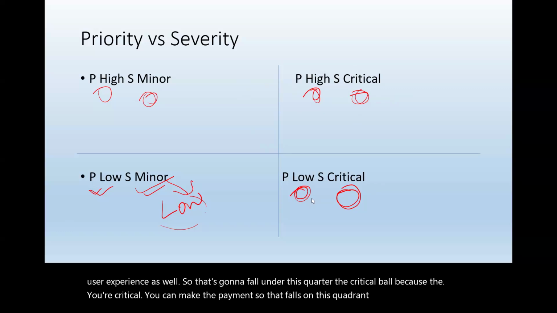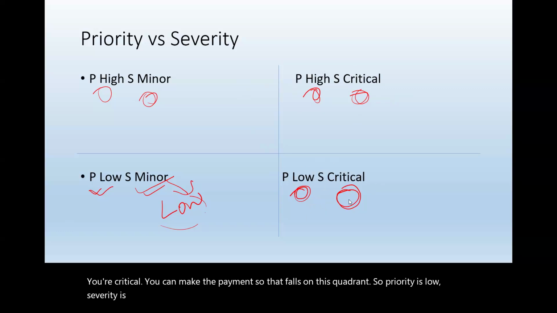So priority is low, severity is critical. You can explain that. What falls under this? Oh, this bottom corner. So that's just like that Microsoft. The priority was high and the severity was critical, huh? Yeah.